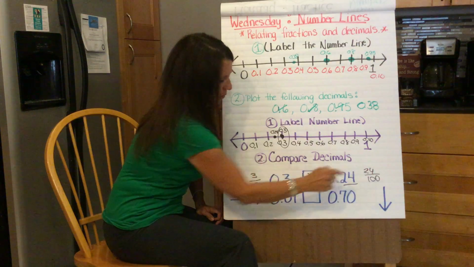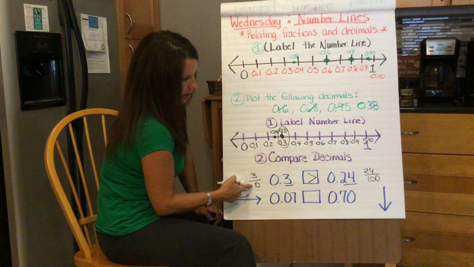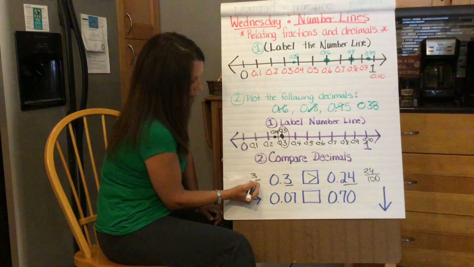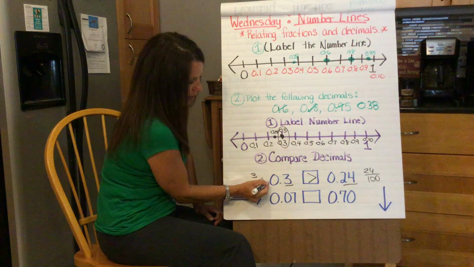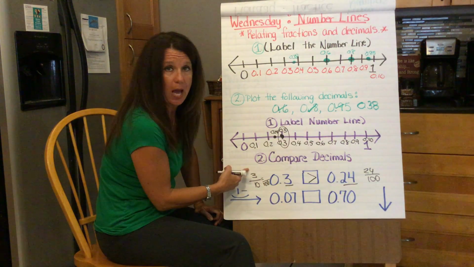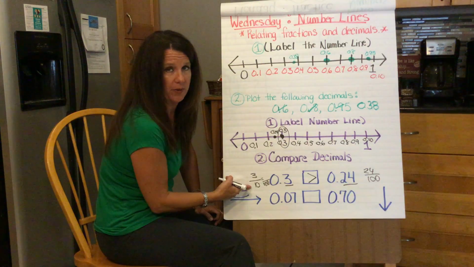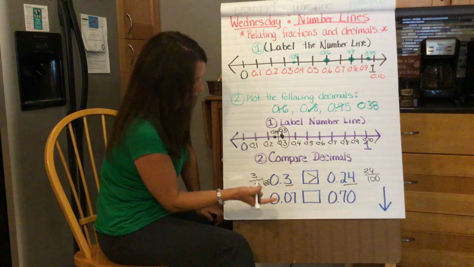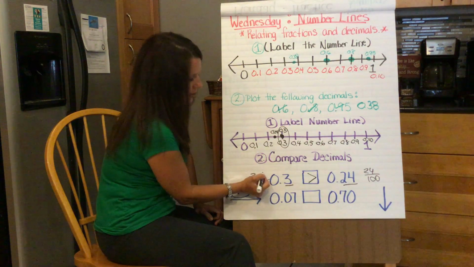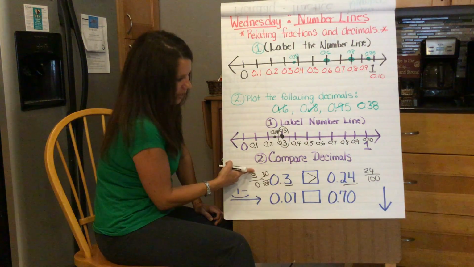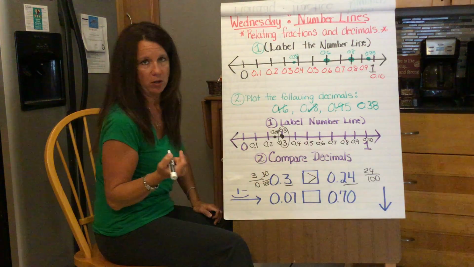That's saying I have 24 cents. This is saying I have 3 dimes. And if I convert this to hundredths, whatever you do to the bottom, you do to the top. If I multiply by 10, here's another way to do it, and you multiply 3 by 10, you get 30. And 30 is greater than 24.